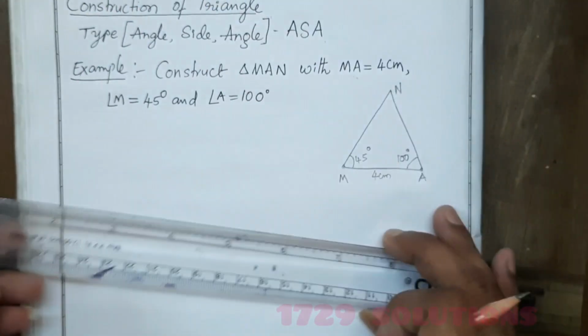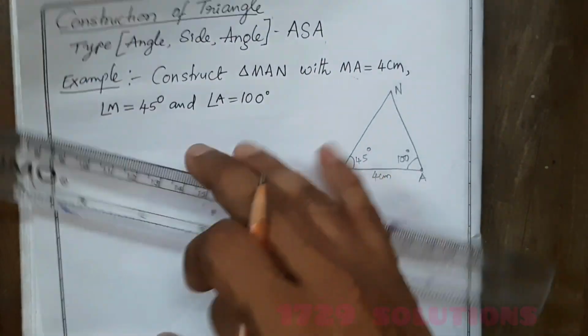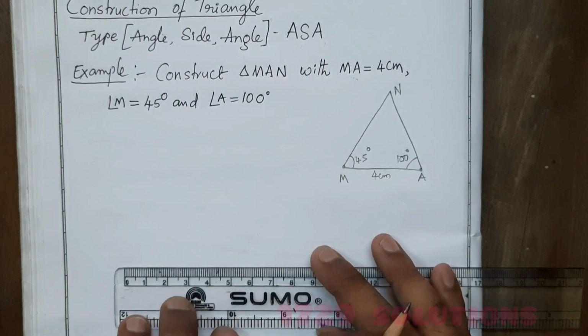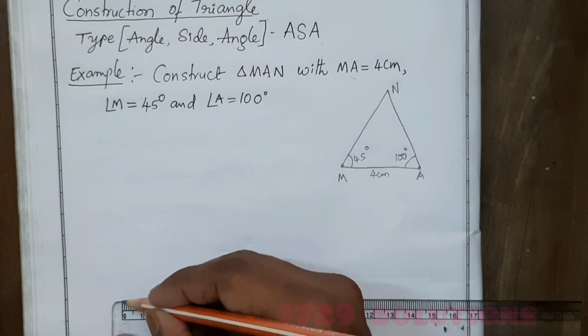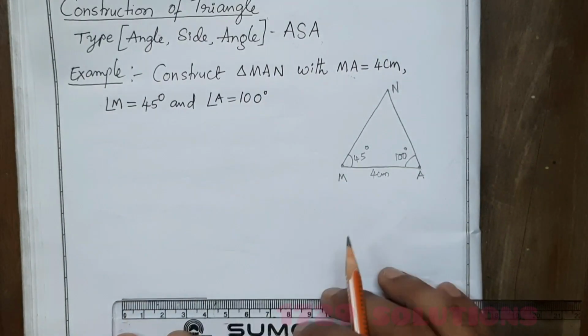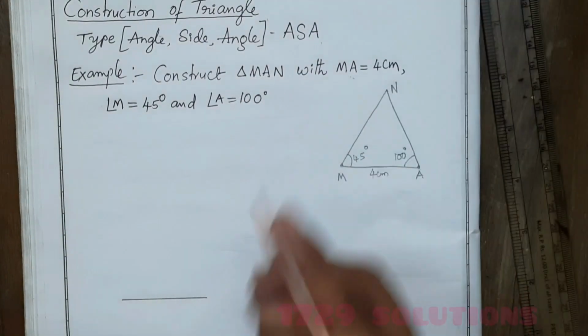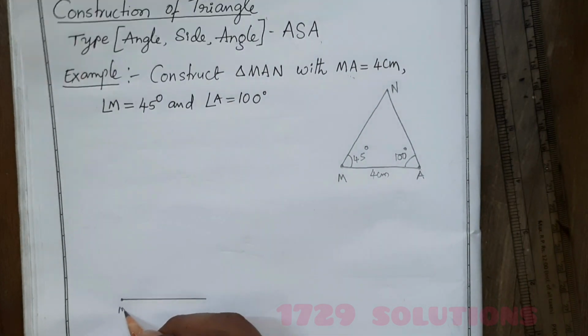Now, as usual, you take the base first of all. The base is how many centimeters? 4 centimeters. So take from 0 to 4. 4 centimeters, 0 to 4, yes. Now mention the names, very very important. Mark the points M and A.